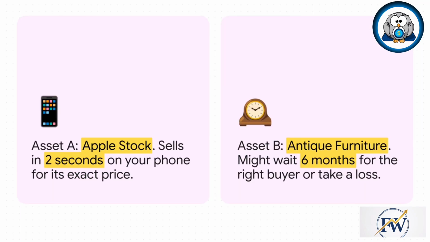Think of it like this. You can sell a share of Apple stock in 2 seconds at its market price. That's highly liquid. But what about trying to sell a piece of antique furniture? You might have to wait for months to find the right buyer, or maybe slash the price just to get rid of it quickly. That's illiquid. So lenders demand a higher return, a premium, to make up for the risk of having their money tied up in something that's hard to sell.